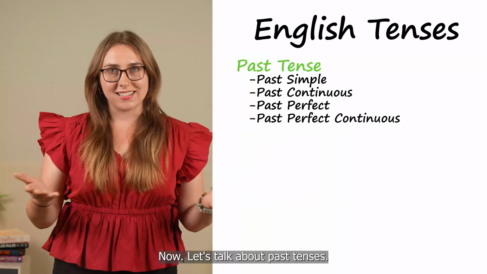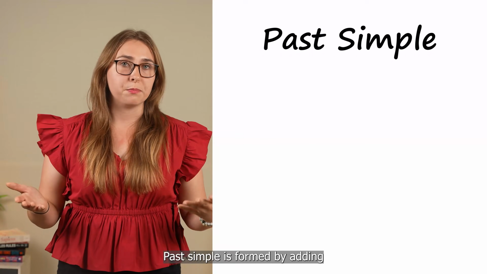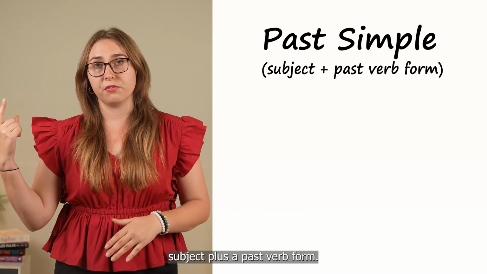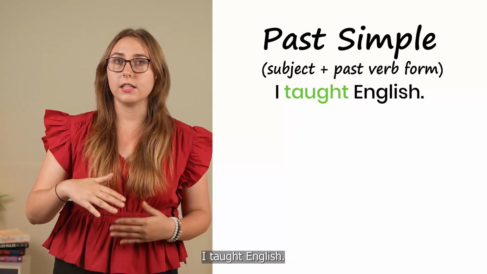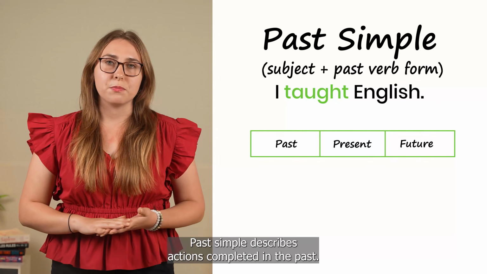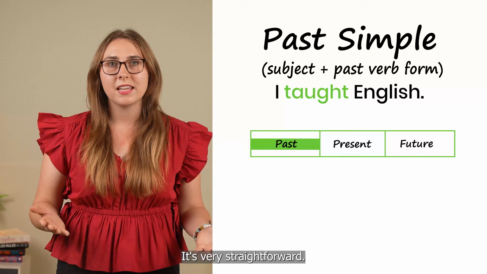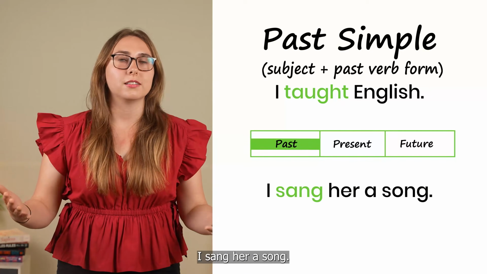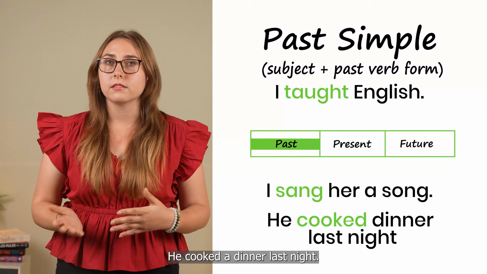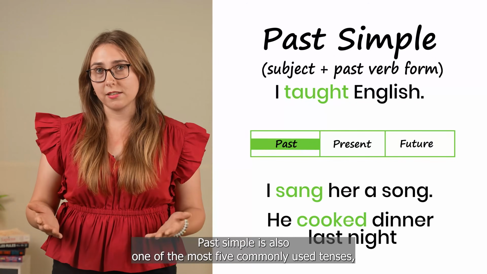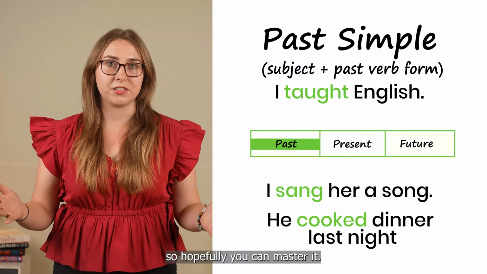Now let's talk about past tenses. Past simple is formed by adding subject plus a past verb form. I taught English. Past simple describes actions completed in the past. It's very straightforward. I sang her a song. He cooked dinner last night. Past simple is also one of the 5 most commonly used tenses, so hopefully you can master it.